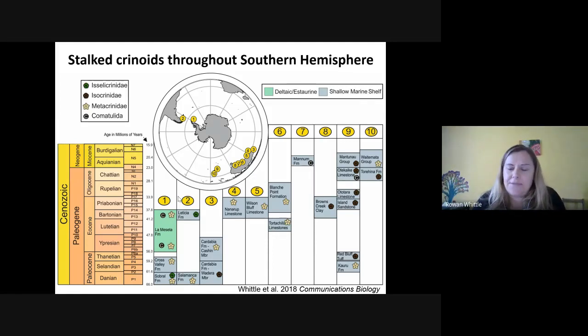And actually in the Southern Hemisphere, shallow water crinoids are found all the way to the early Miocene in New Zealand. And the ones in Australia follow a pattern of migrating through the continent as the basin opens between Antarctica and Australia at this time.